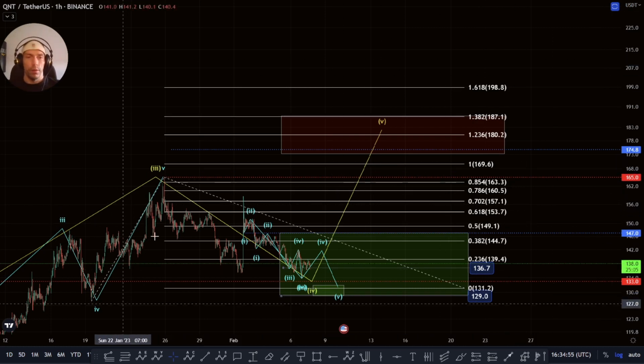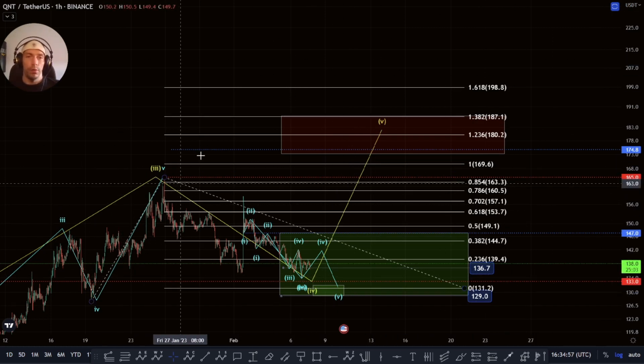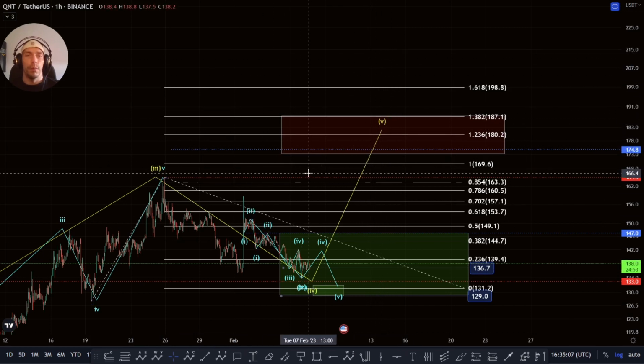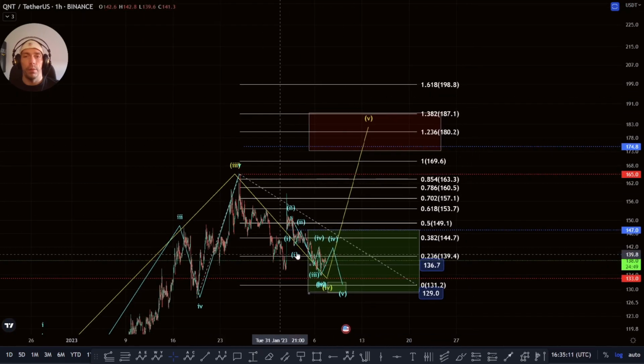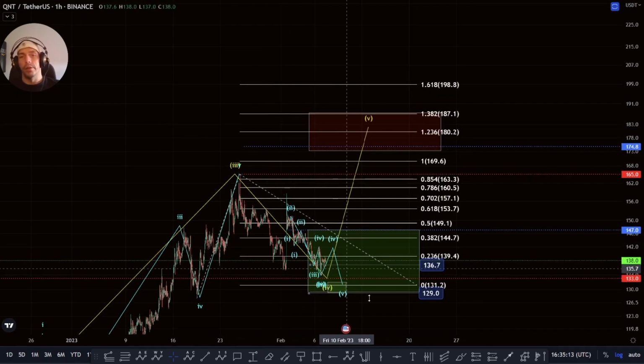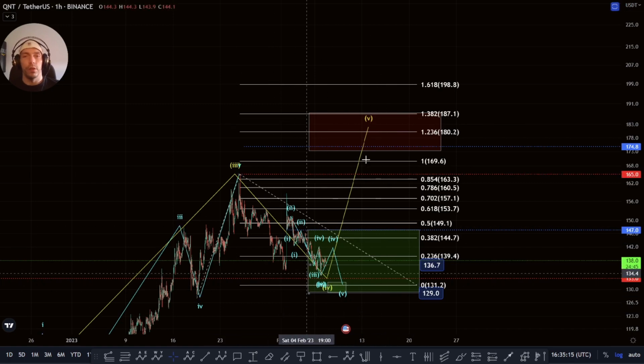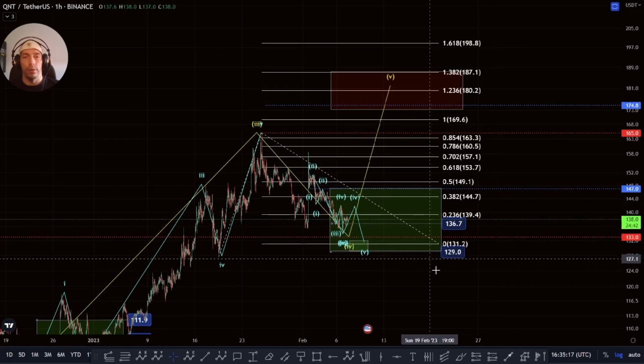So this is something we're just going to have to keep an eye on. If we do start to get some impulsive structure here, and we manage to stay above this wave 4 area, we could argue that we are going to start to see some impulsive moves playing out here, but I don't find it very likely. My primary idea is that we're still going to head down, but we could still see this push to the upside for as long as we are staying above this line.